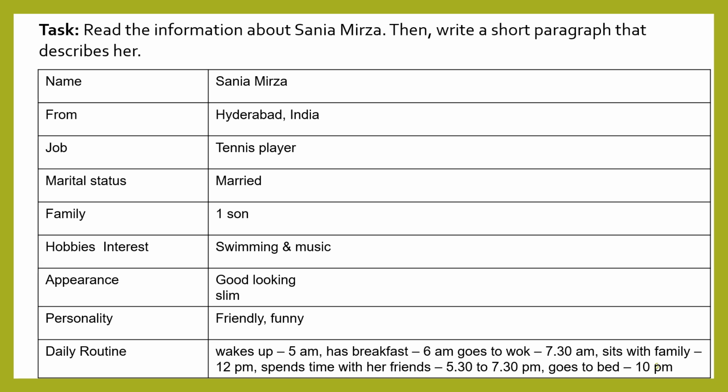But if they give you a task to write about someone you don't know, then they will provide you with the information in the form of a table. Here you can see the name of the person, where the person is from, the job, marital status, family, hobbies, appearance, personality, and daily routine. The information given here is about Sania Mirza. If you don't know her, she's a famous tennis player.